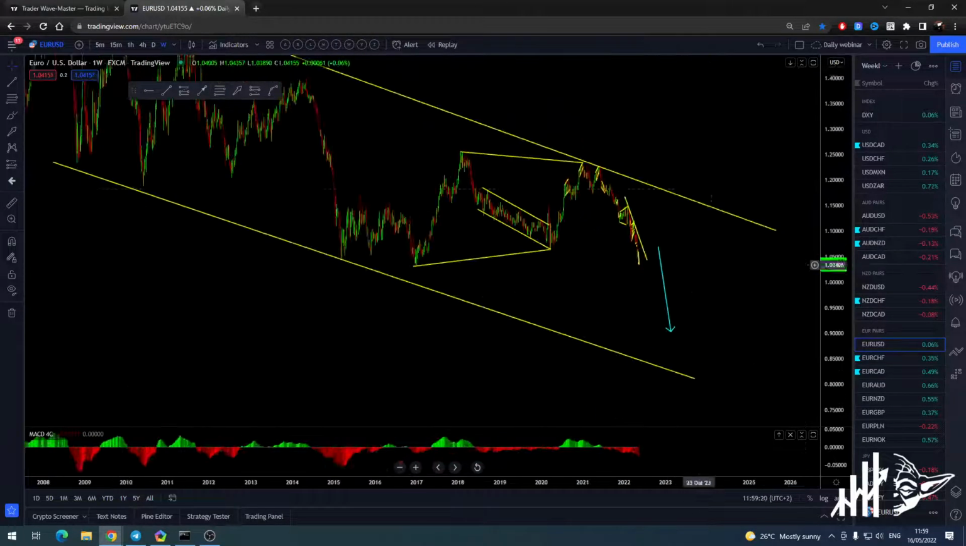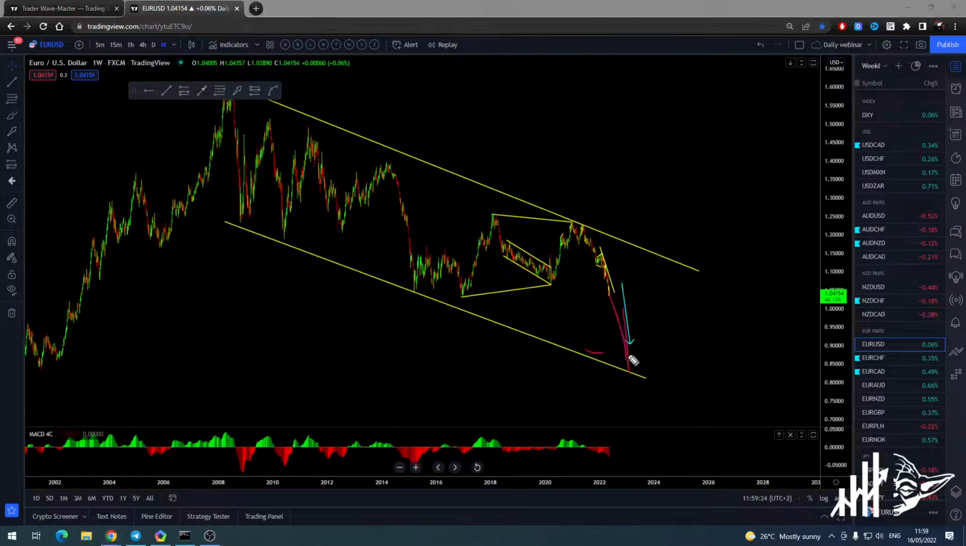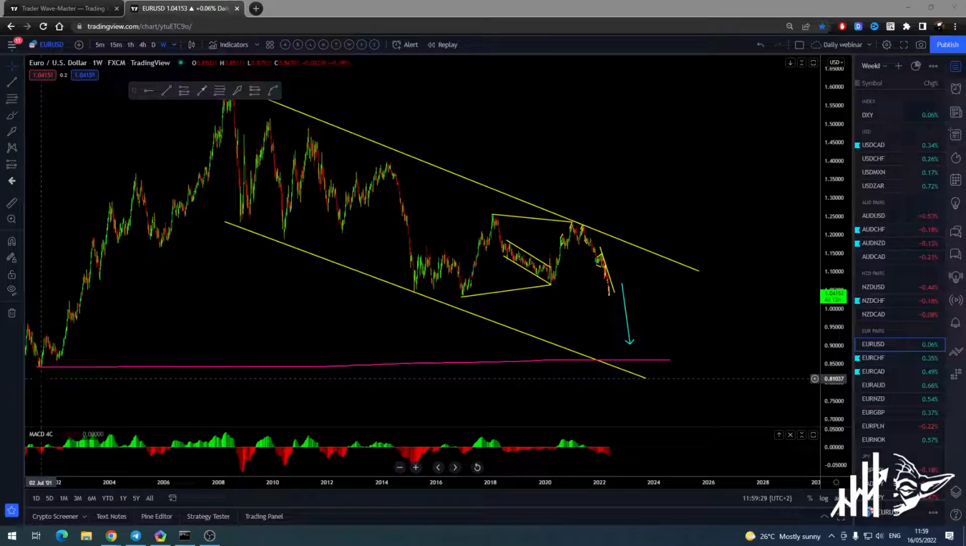Okay, like I said, euro is going down. Your economy is going down, and we will see the tag of those lows. So even the previous low could be tagged over there from the 2001, sorry.